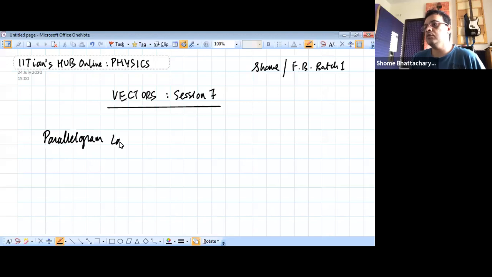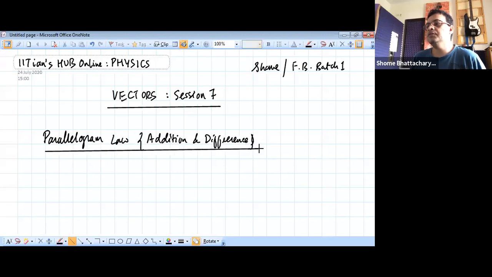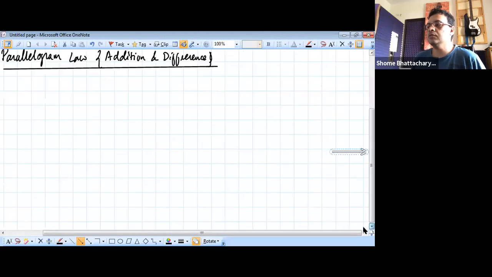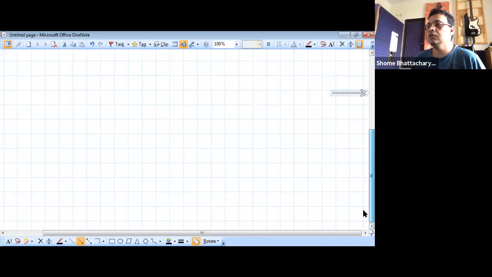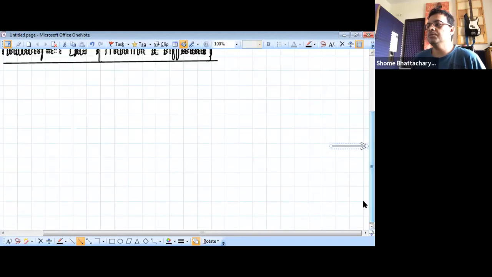Last time, parallelogram law for addition and difference of two vectors, sum and difference. So in this, we saw that given two vectors A and B, we can construct what is called a vector parallelogram using a simple idea.